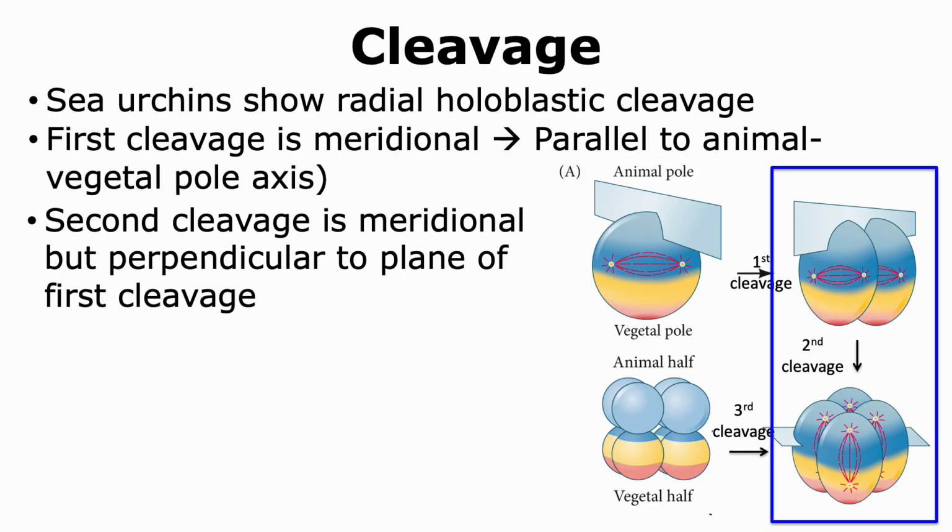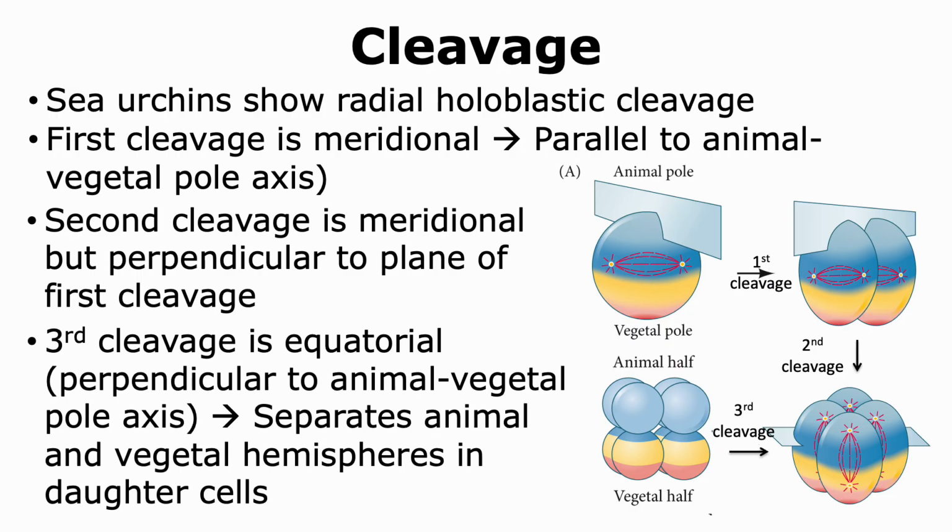In the second cleavage, we still have a meridional cleavage, but the plane is perpendicular to the first plane of cleavage, and this is what is shown in the blue box. So by the end of the second cleavage, we now have 4 cells, and all 4 cells still have all the information in terms of proteins and mRNA that is present in the animal as well as the vegetal pole.